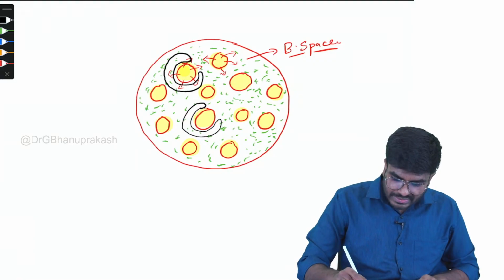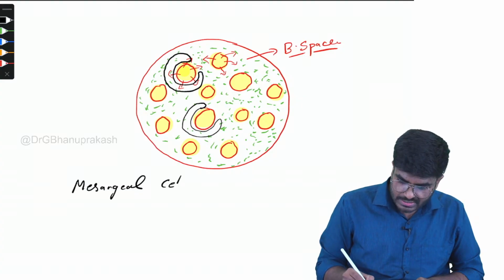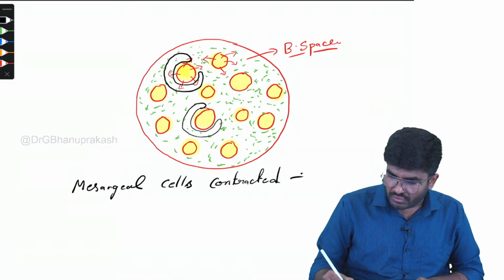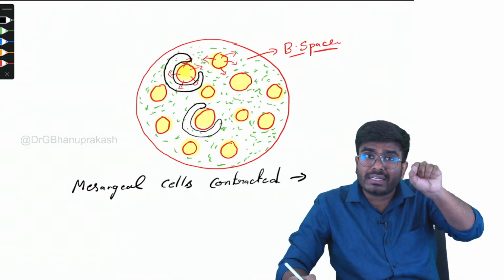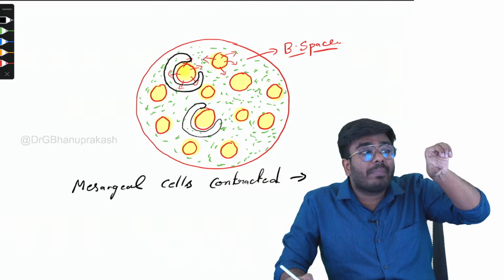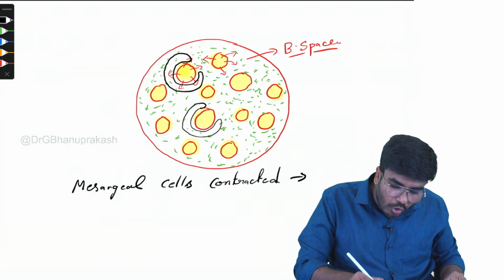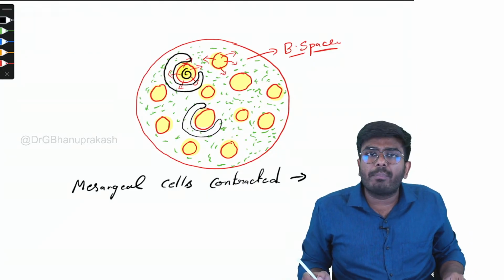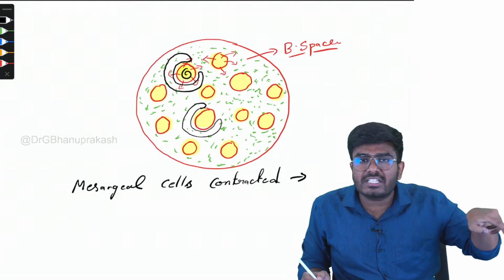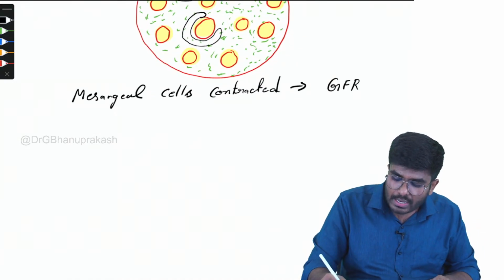Now tell me, if mesangial cells are contracted, what happens to GFR? Just tell me. If they contract, capillaries will collapse. If the mesangial cells contract, the capillaries will be closed or constricted. If glomerular capillaries are constricted, what happens to the filtration? It automatically decreases. Why? Because the glomerular capillaries are constricted, no blood is passing through them. So if mesangial cells are contracted, GFR decreases.